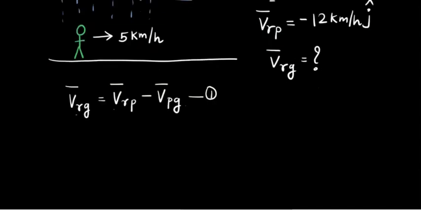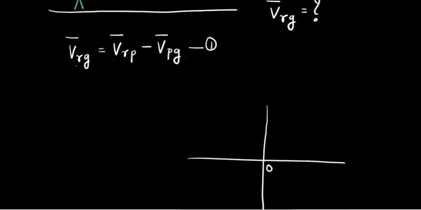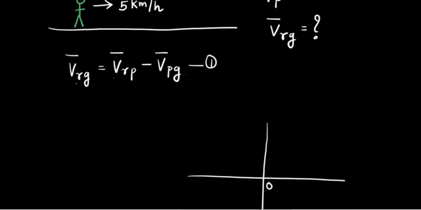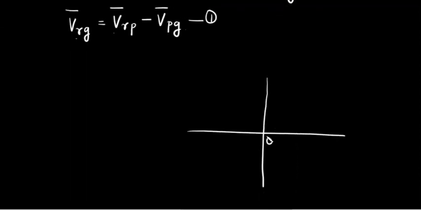But now let's visualize the vectors over here. For that we need a reference frame, so let me draw a reference frame over here. This is my origin. What vectors do we have? We have a first vector which is the velocity of the person towards the right direction, the velocity of person with respect to ground. This is not Rp, it should be Pg, the velocity of person with respect to ground.